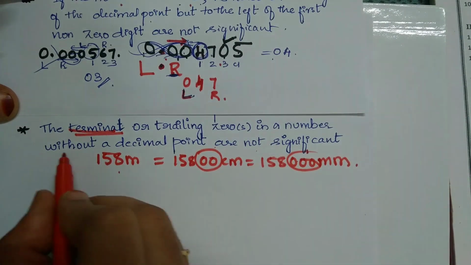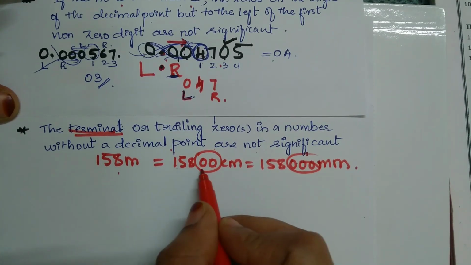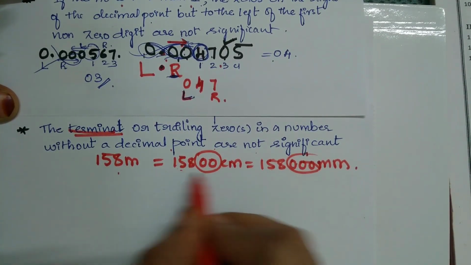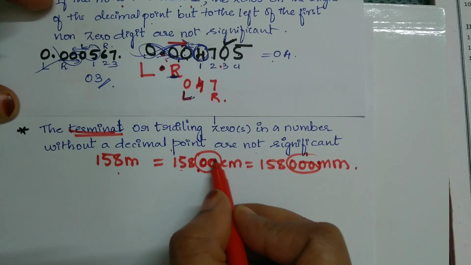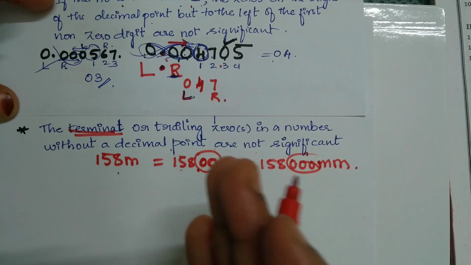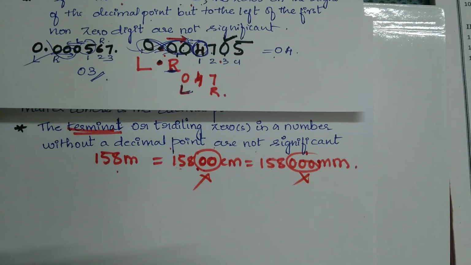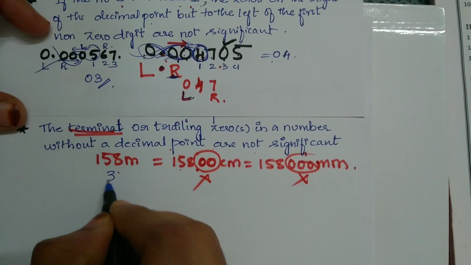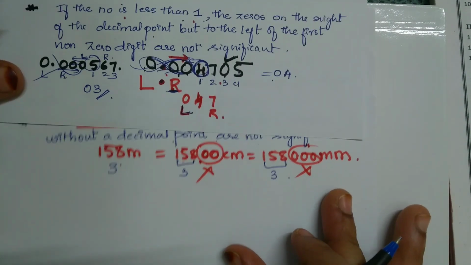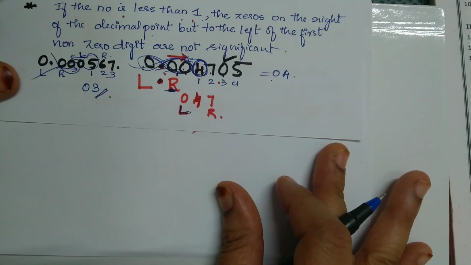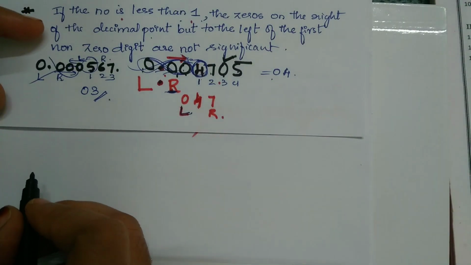Okay, so here you can see, as per the rule, the terminal, that means the ending, the trailing zeros in a number without a decimal point. Can you see a decimal point? No, there are no decimal points. So therefore, if there is no decimal point and we have zeros at the terminal, that is the trailing zeros, they are not considered to be significant. So here how many significant figures are there? Here we have 3. This is 1, 2, 3, and this is 1, 2, 3. 3 significant figures.